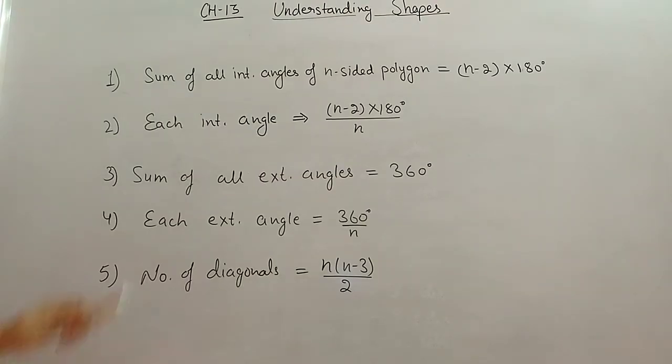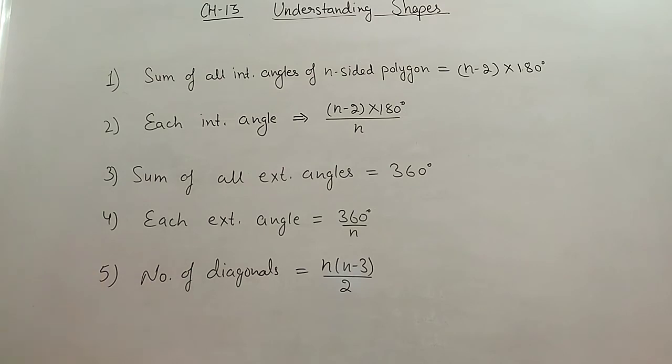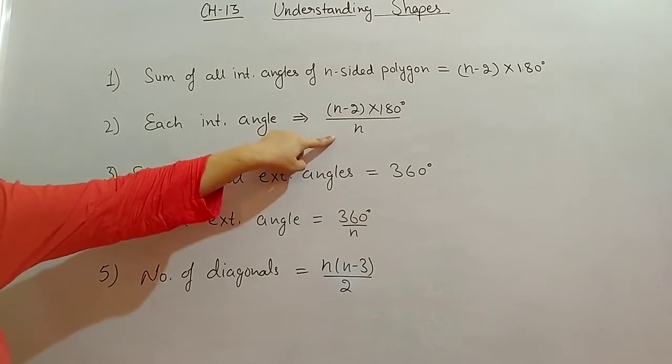So we have the formula for the sum of all interior angles of an n-sided polygon: (n minus 2) into 180 degrees. Now these formulas we are talking about are for a regular polygon, when all the sides are equal. So for an n-sided figure, the sum of all interior angles is (n minus 2) into 180 degrees. So each angle will be equal to just dividing by n, the number of sides.